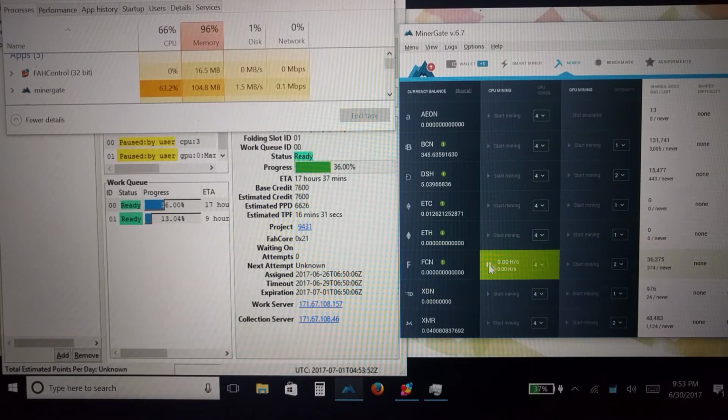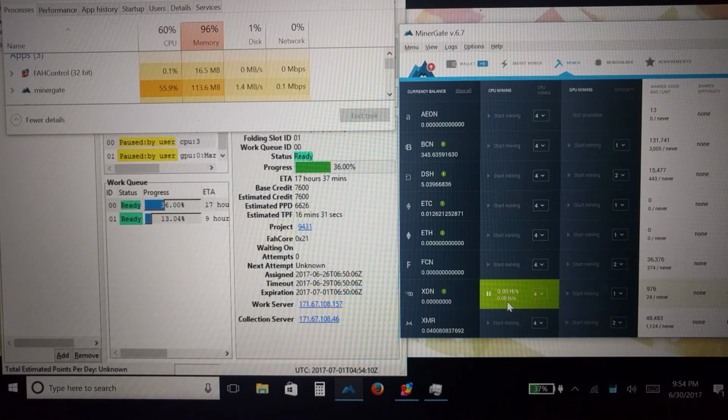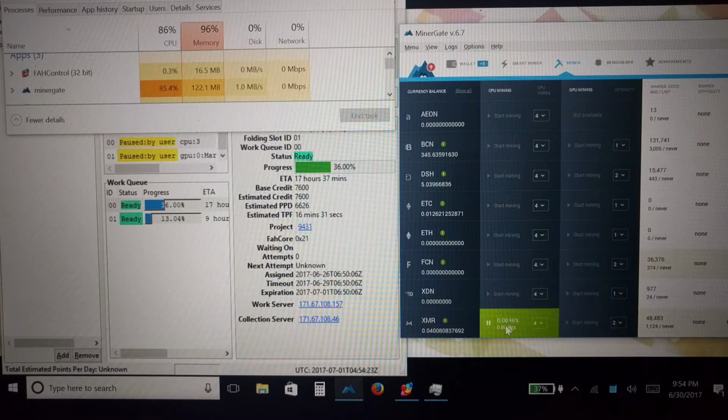Now this is the next coin. Now this is the XDN, Digital Note. And then finally we have the Monero.